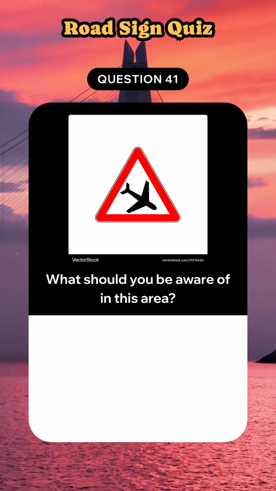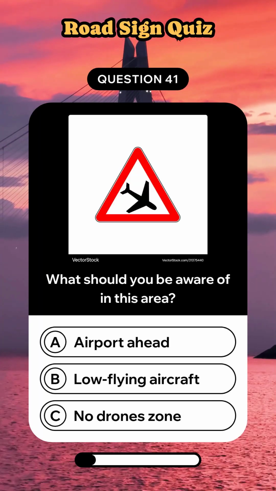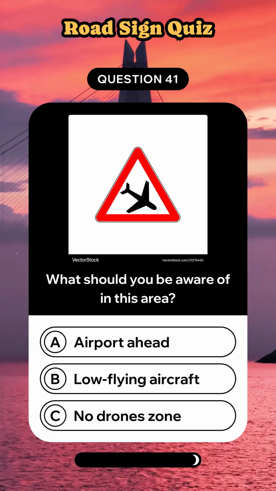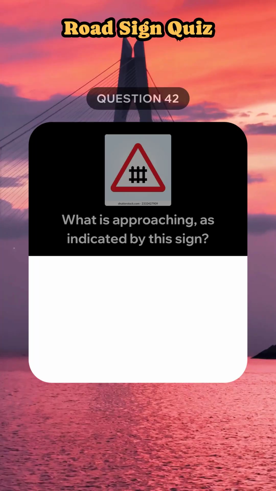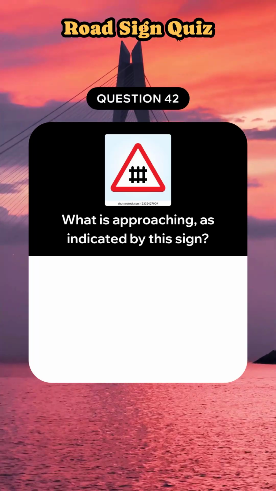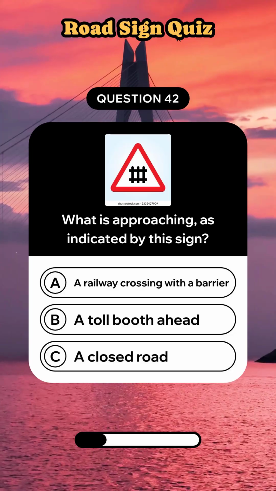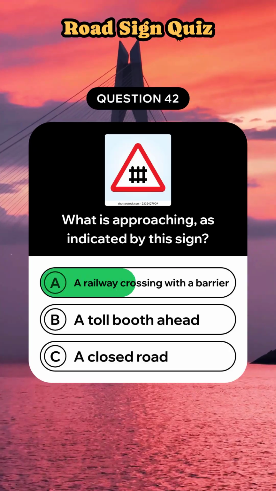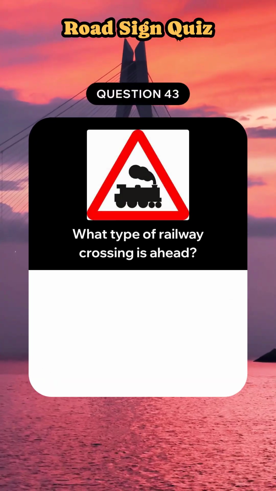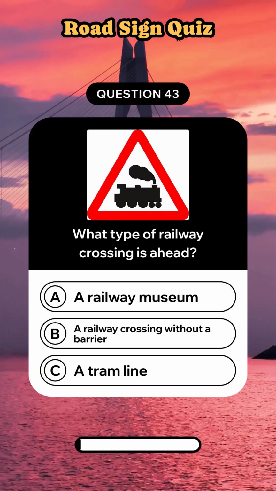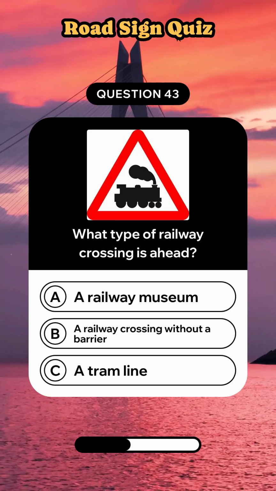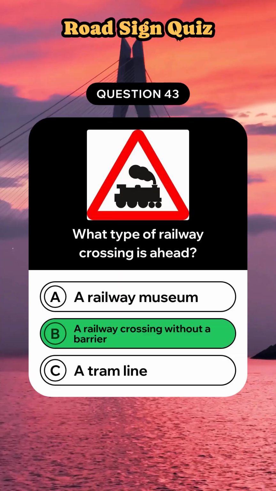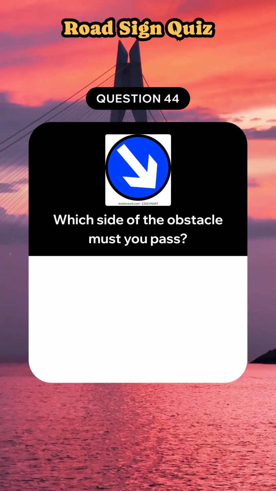What should you be aware of in this area? What is approaching, as indicated by this sign? What type of railway crossing is ahead? Which side of the obstacle must you pass?